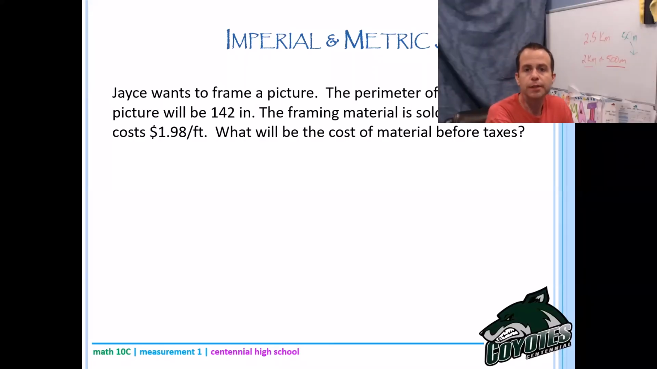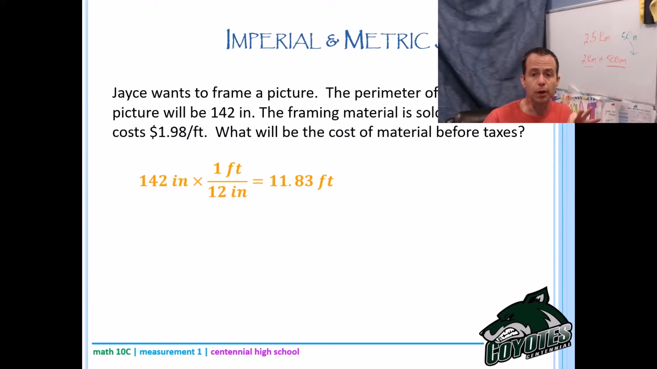Okay, Jace wants to frame a picture. The perimeter of the framed picture will be 142 inches. The framing material is sold by the foot. It costs $1.98 per foot. What is the cost of material before taxes? Well, the first thing we have to figure out is how many feet I need, okay? So I know I have 142 inches. I want to convert that into feet.